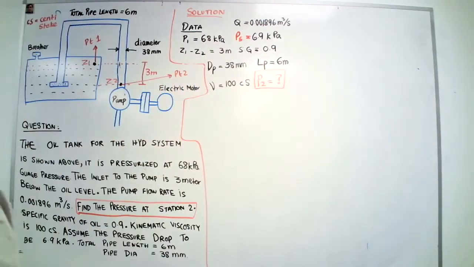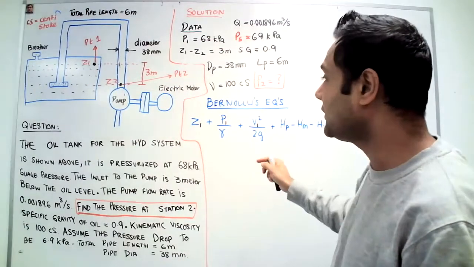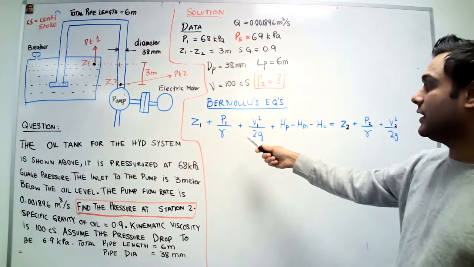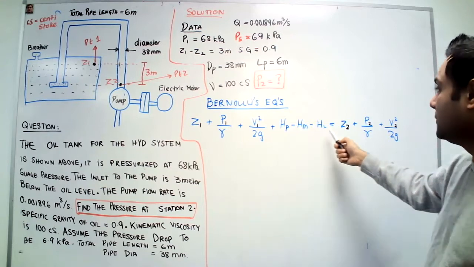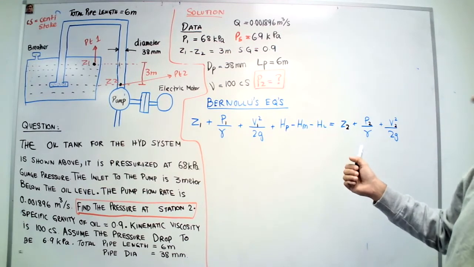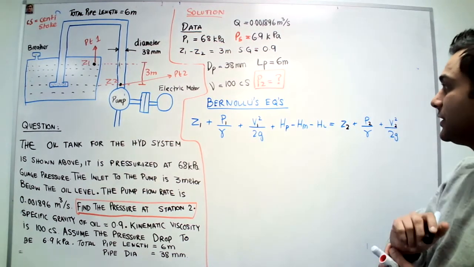Okay, so first we write down the equation. Now this is the Bernoulli's equation we are going to use. The Bernoulli's equation says the energy at point 1 should be the same as the energy at point 2. So there is no loss of energy. Total energy remains constant. So this is the form of the Bernoulli's equation.